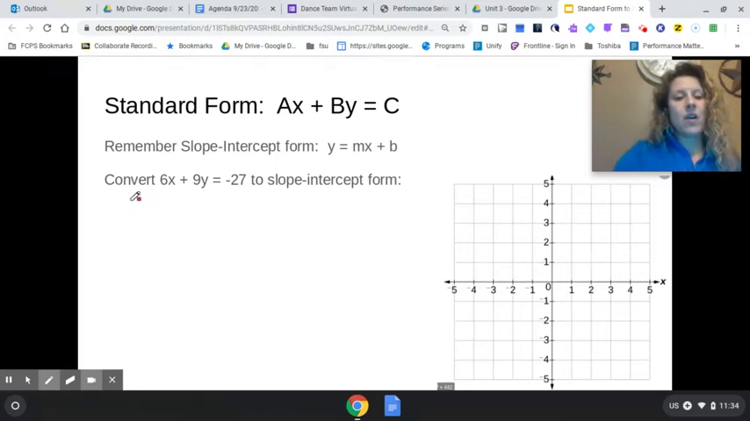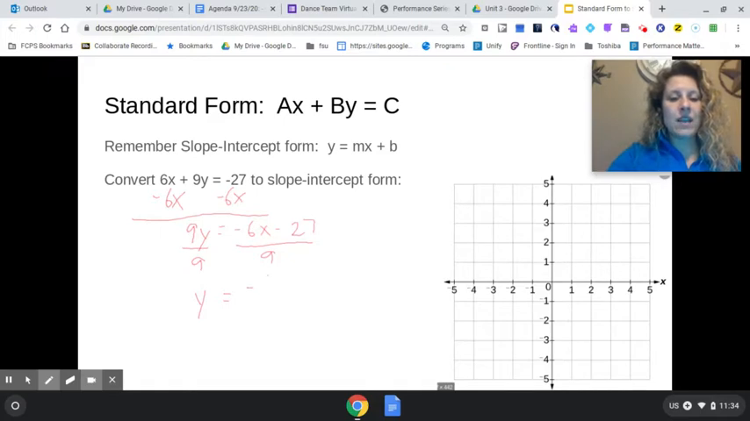Okay, so we are going to subtract 6x from both sides of the equation. We get 9y is equal to negative 6x minus 27. And we're going to divide both sides by 9. So we're going through the steps to isolate the y variable. So we get y is equal to negative 6 over 9x minus 27 over 9.